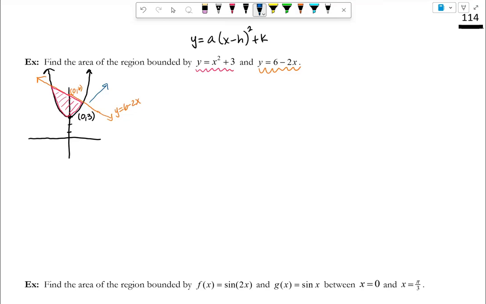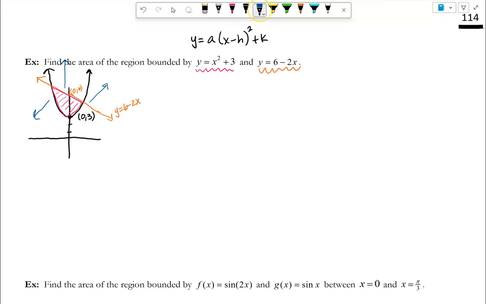Or inside of the parabola but above the line, I could shade forever in that direction. Same over here, I could shade forever below the line outside of the parabola. So bounded, we could think of that as meaning it's contained. Okay, so we have to figure out where those two intersections are. That's not given to us in this problem.